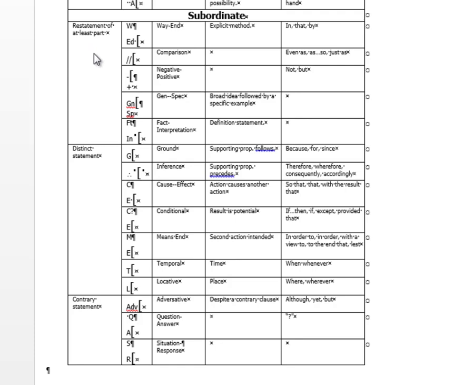second proposition restates at least part of the first proposition. The second section is that it's a distinct statement to the first proposition, or in the last section, that it's a contrary statement to the first proposition. So those are the three major categories for a subordinate clause. Now I know that I'm hitting you with a lot of information here, and this can seem very confusing.